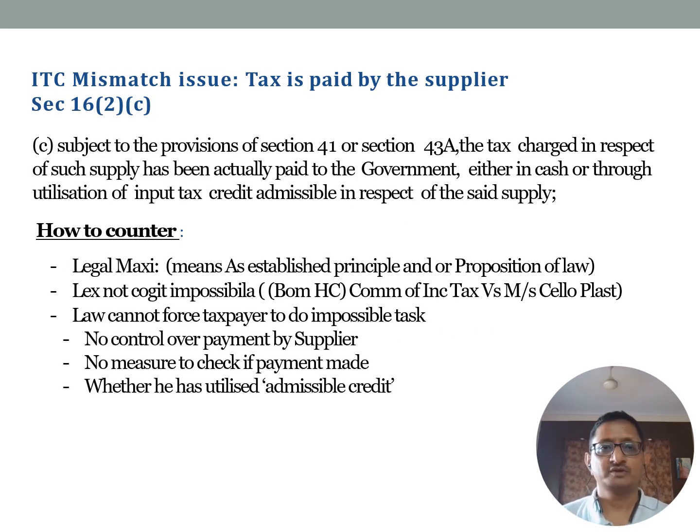So how to counter the mismatch issues by the supplier under section 16(2)(c). What is 16(2)(c)? Subject to the provisions of section 41 or section 43A, the tax charged in respect of such supply has actually been paid to the government, either in cash or through utilization of input tax credit admissible in respect of the said supply. So 16(2)(c) is a very common notice being issued to taxpayers.